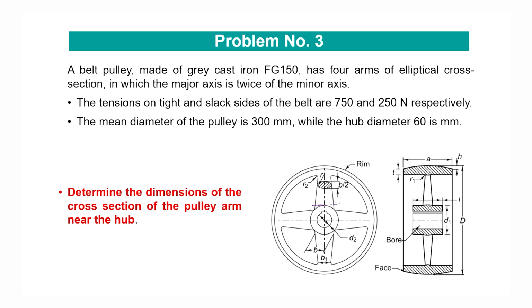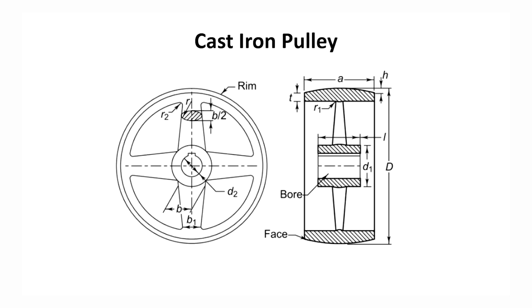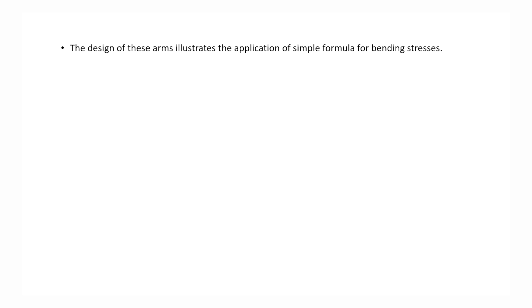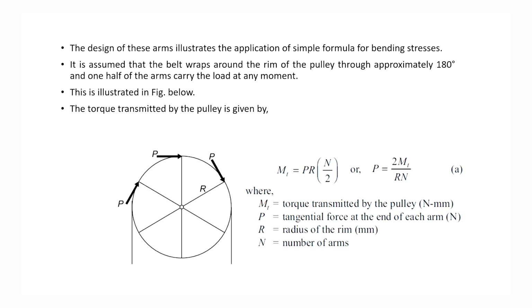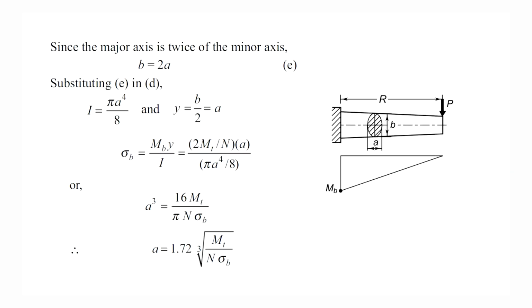Near the hub, the cross section is required. Assume that half the number of arms transmit torque at any time. The factor of safety is taken as 5. So this is the cast iron pulley. The cross section is elliptical, and the same will be at the root. So there are 3 important things about the arms of the pulley. We studied this in the previous problem also, and thus I am not repeating it. The same formulas are used.